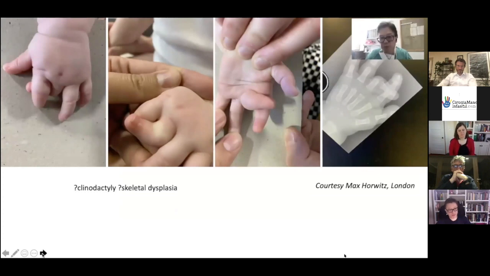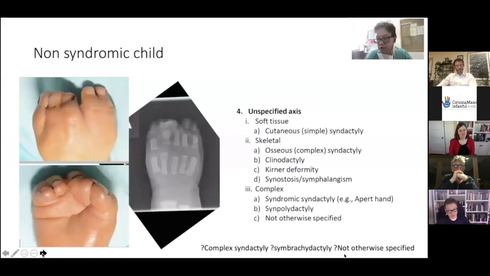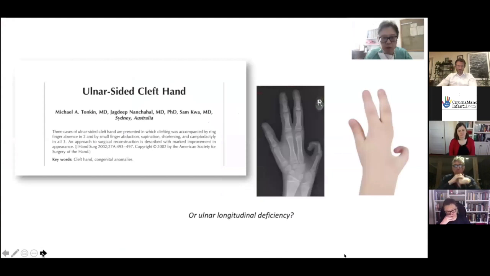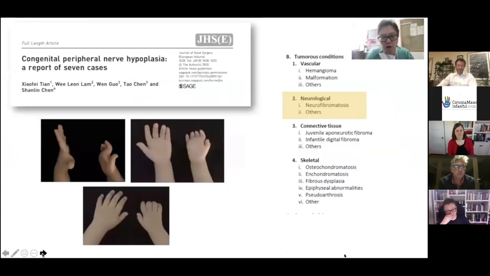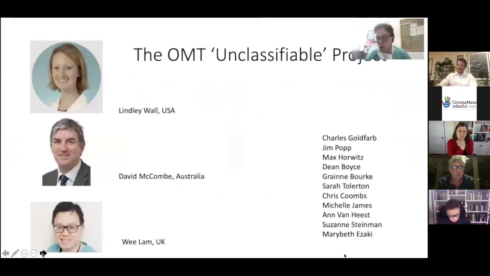This is a patient of mine. Would you call this complex syndactyly? He's non-syndromic. Would you put this under not otherwise specified or complex syndactyly? What about this? Is this an ulnar dysplasia, or is it one of the very rare ulnar side cleft hands described by Tonkin? Or these cases that we recently published, congenital nerve palsy with no apparent cause, how does it fit into the OMT? There is currently a group of us from 3 continents looking at this, led by Lindley, Dave, and myself, and hopefully we'll be able to shed more light on how we can have a more uniform classification.